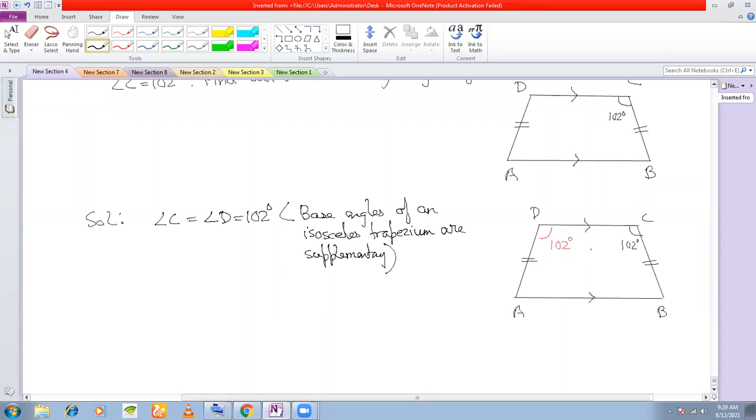Okay, so first here we are considering these two base angles, C and D. Now you see that because this is a trapezium, the sum of these two angles must be equal to 180 degree. Yes. So only in an isosceles trapezium should the base angles be the same. Exactly. That is the special property of isosceles trapezium.